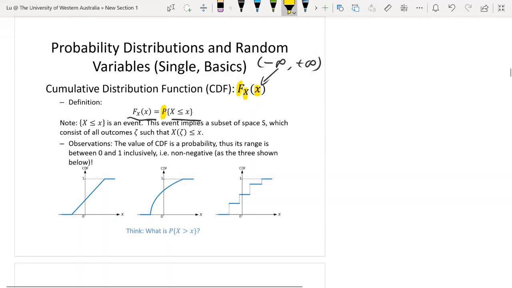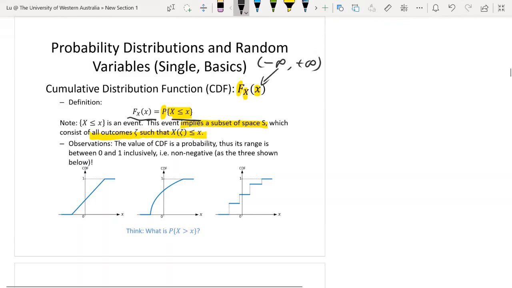This probability is the probability of the event that X is smaller or equal to the given parameter lower x. This event implies a subset of space S, which consists of all outcomes zeta so that X(zeta) is smaller or equal to the given parameter x. To help us understand this definition, let's recall that rolling dice game.